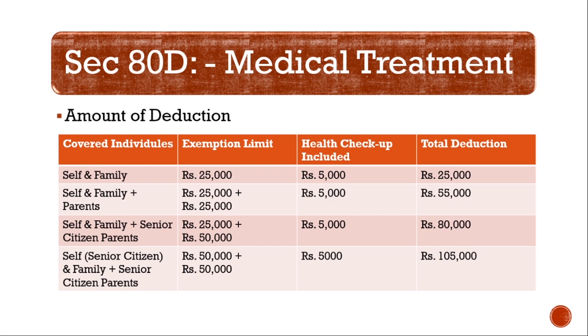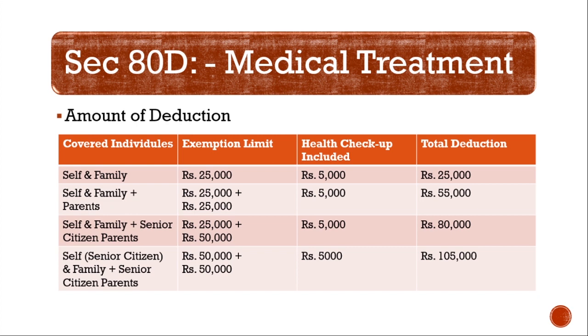If the assessee is incurring in both preventive health checkup as well as other than preventive health checkup, the maximum limit allowed is rupees 55,000. If the assessee is incurring expenses on self and family along with senior citizen parents, then the limit allowed is rupees 25,000 for himself and family and rupees 50,000 for senior citizen parents. Note, this is the maximum limit allowed or expenses incurred, whichever is lower. In case of preventive health checkup, rupees 5,000 or the expenses incurred, whichever is lower. If the assessee is incurring in both preventive health checkup and other than preventive health checkup, the maximum limit allowed is rupees 80,000.